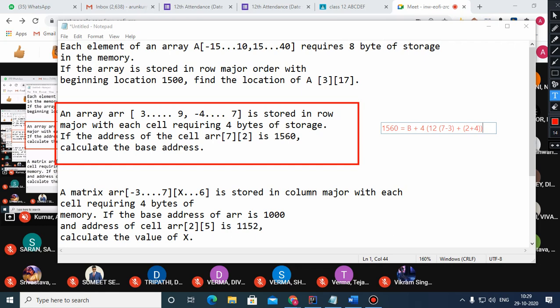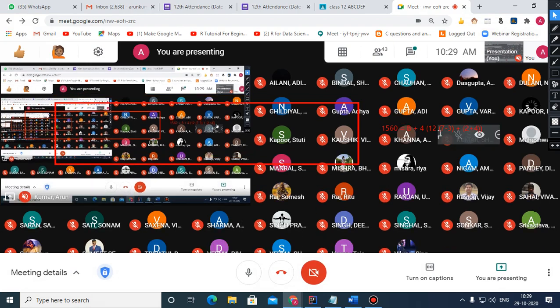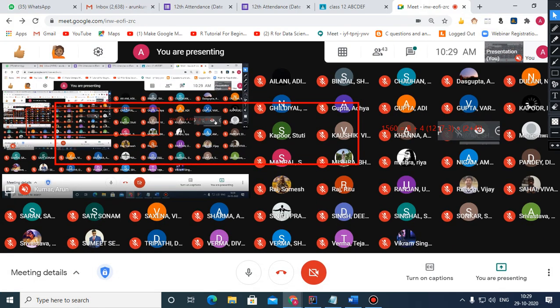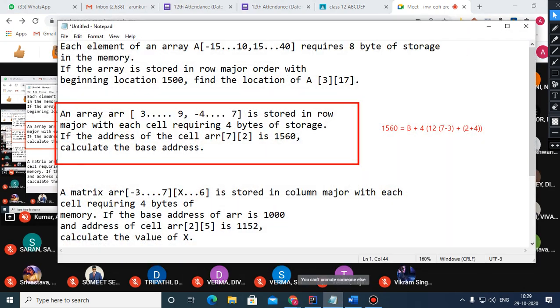Yes, anybody else? Sarthak Manral is here. 1344 is the correct answer. But Sarthak Manral, are you there? Sarthak Manral is not here. Oh, you have got 47 out of 70.